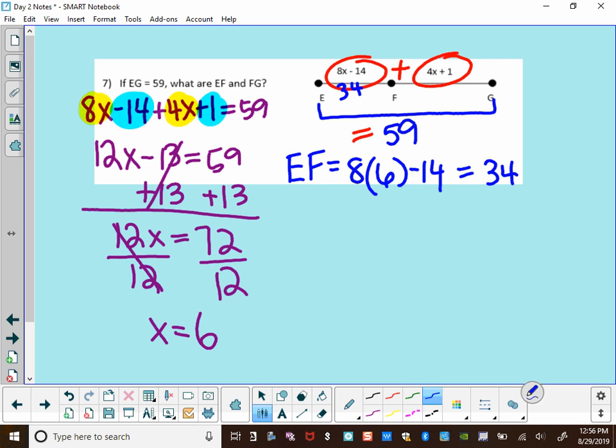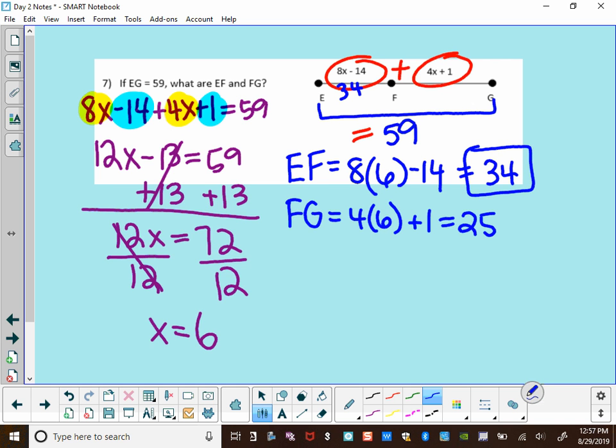We can do this 2 different ways to find FG. We can do the same thing and plug in 4 times 6 plus 1, or you can do 59 minus 34. We already know that that part is 34. What do you get for FG? You should get 25. So I like to box my answers. Those are my 2 answers. They ask for EF and FG. We have 34, we have 25. Once we find one of them, we can subtract to find the other. Does that make sense?